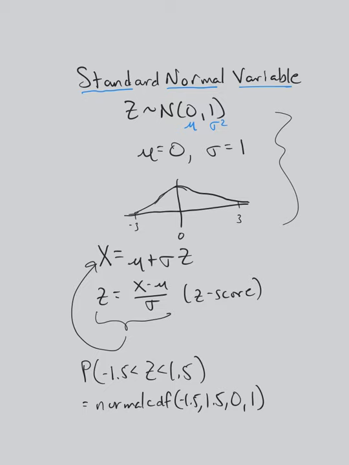So just remember, if you see a problem and it talks about the standard normal, it probably won't tell you this part right here. It'll just tell you you have the standard normal variable z, and then it'll go to start asking you probabilities. The key thing is to know that for the standard normal, the mean is 0 and the standard deviation is 1.